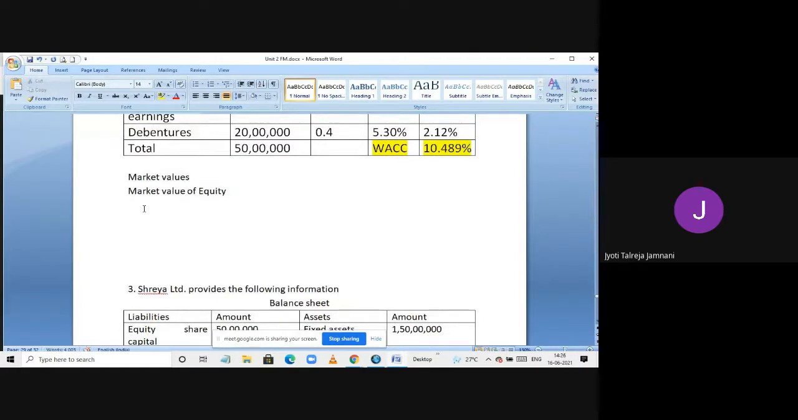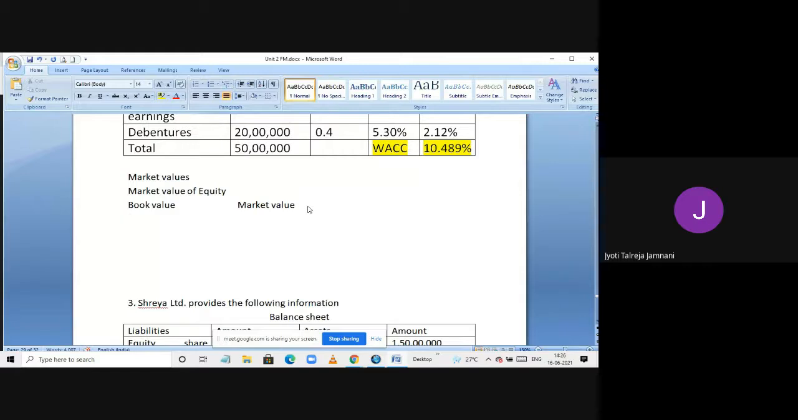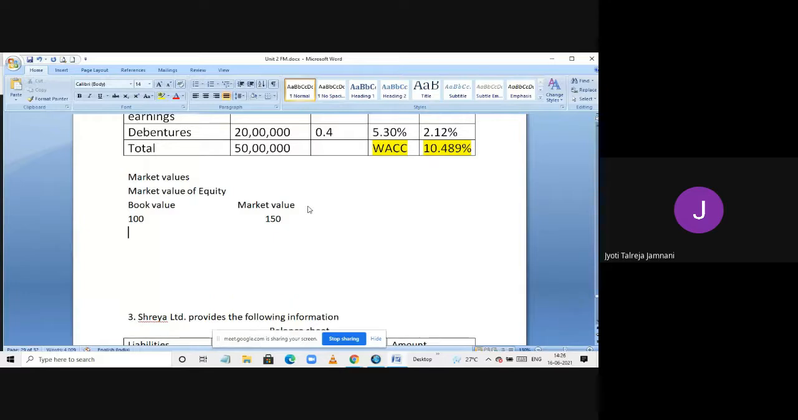I write here book value and here market value. Book value means per share whatever is the book value, which is not given to us in the balance sheet. So what we do is we assume the book value to be 100. Then market value they have told equity is selling for 150 rupees per share, MPS. So if book value is 100, market value is 150. Now the total value in the balance sheet of equity was how much? 20 lakh. So if the total book value is 20 lakh, how much will be the market value? We have to find this.